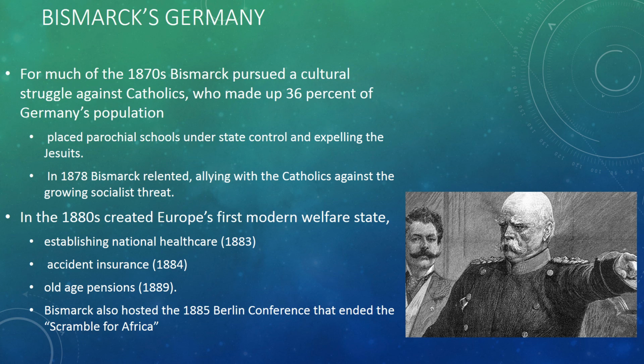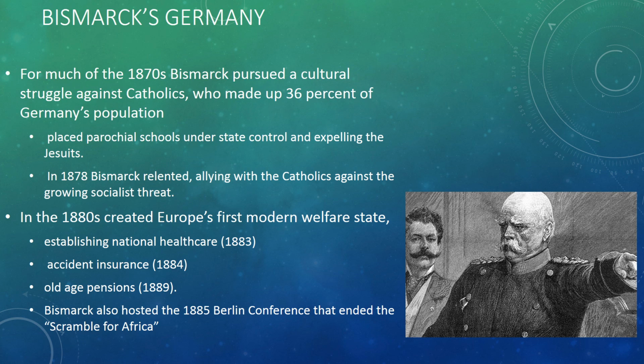And then finally here we got Bismarck and Germany. We conclude here with Europe right before we get to World War I. For much of the 1870s, Bismarck, pictured there in the bottom right, is going to have a personal struggle with Catholicism and Catholics in his country, who make up 36% of the German population. He's going to build parochial schools that are under state control and try to weed out problematic Christian groups from that.